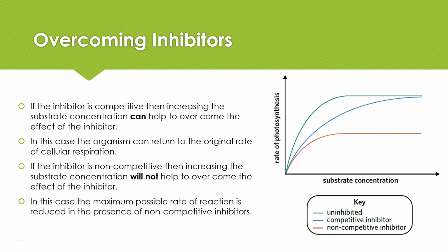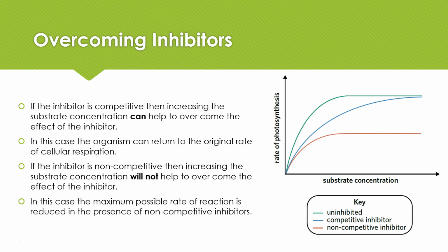Now, with inhibitors that get introduced to a cell, it isn't the end of the world. And we've mentioned this before when we talked about cellular respiration, that if your inhibitor is competitive, then you can somewhat overcome its effect simply by increasing the amount of substrate present. If you keep increasing the substrate concentration, then that can help to outcompete that inhibitor and allow that substrate to rebind to the active site.